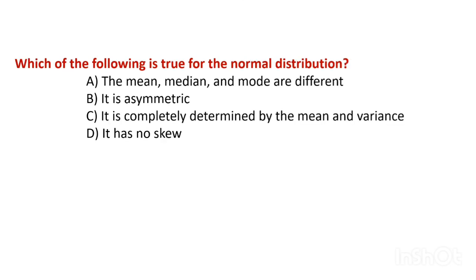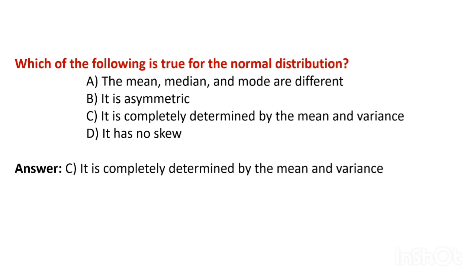Which of the following is true for the normal distribution? Generally, in a normal distribution, the mean and variance uniquely define the distribution. So, the correct answer is C. It is completely determined by its mean and variance.